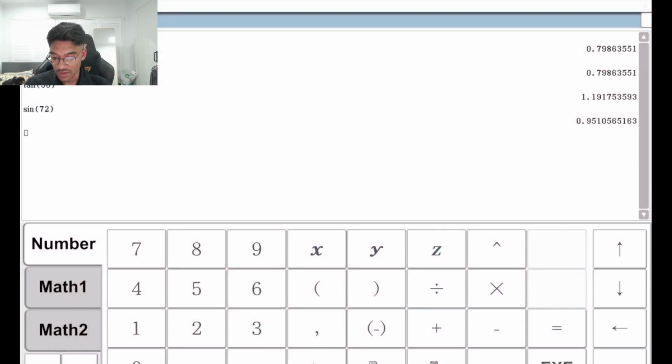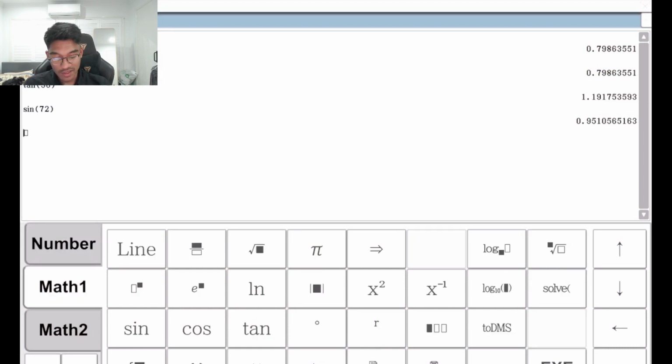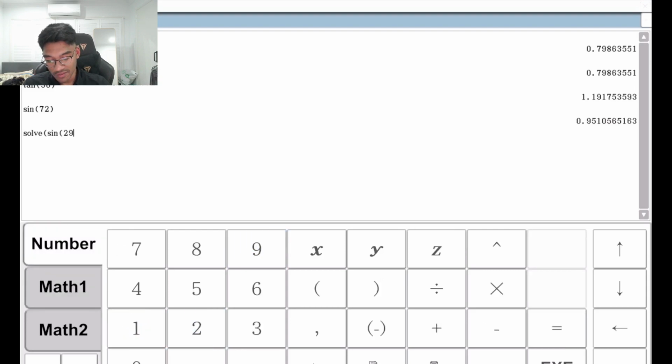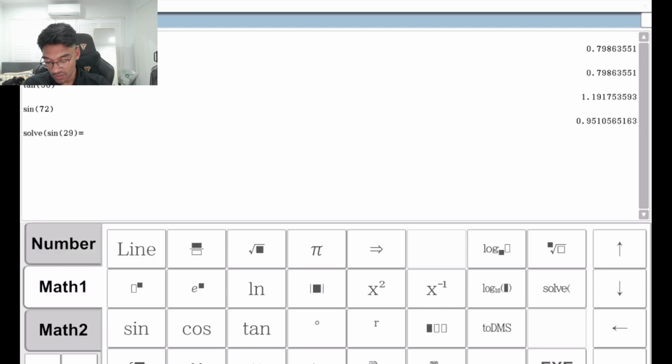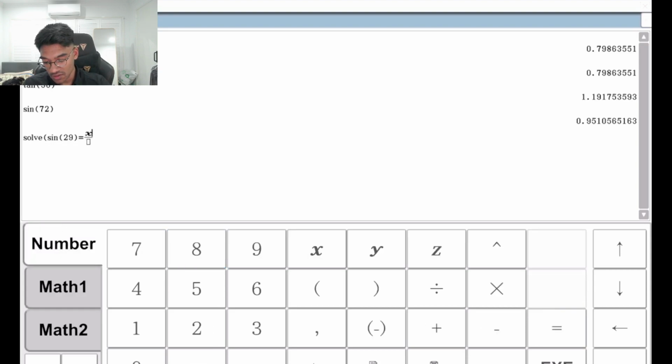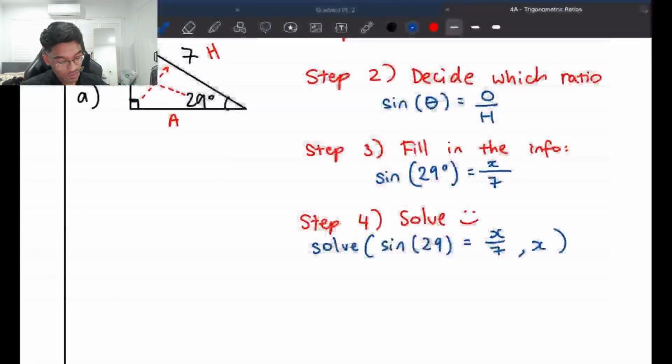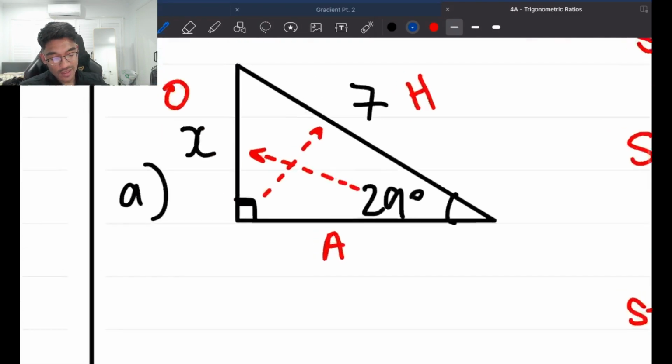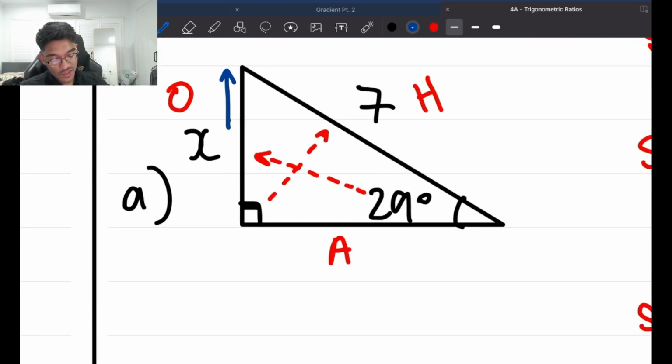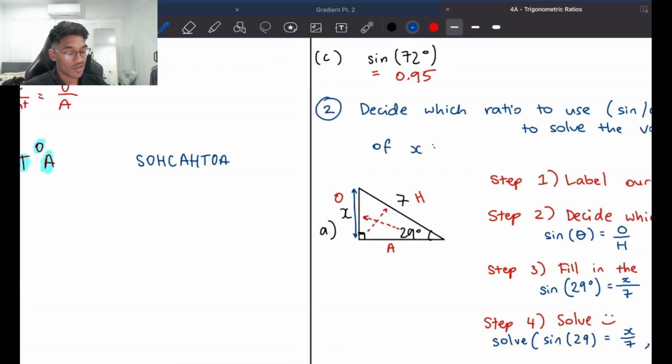So math 1, solve. It was sine 29 equals x over 7. And then we're going to do comma x close bracket. Bam. And we can see x is 3.39. So x equals 3.39. What that tells us is this side length here, this entire side length is 3.39.